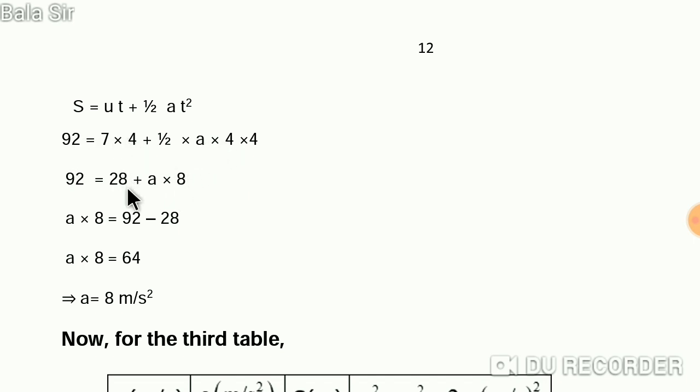7 4s are 28. So 28, bring it on that side. So this will become 92 minus 28. So A into 8 is equal to 92 minus 28. A into 8 is equal to 64. Again cross multiply. A is equal to 64 upon 8. Cancel. You'll get A is equal to 8 meter per second square.